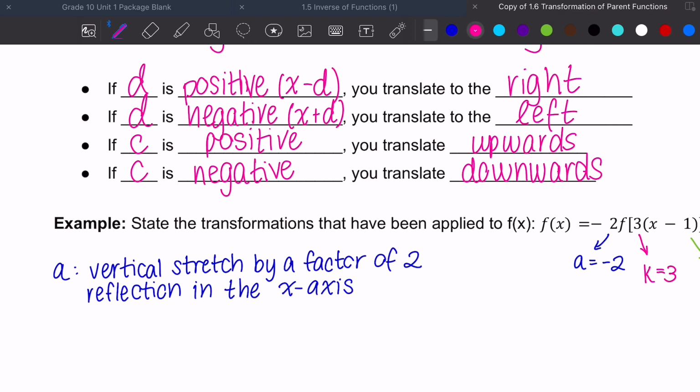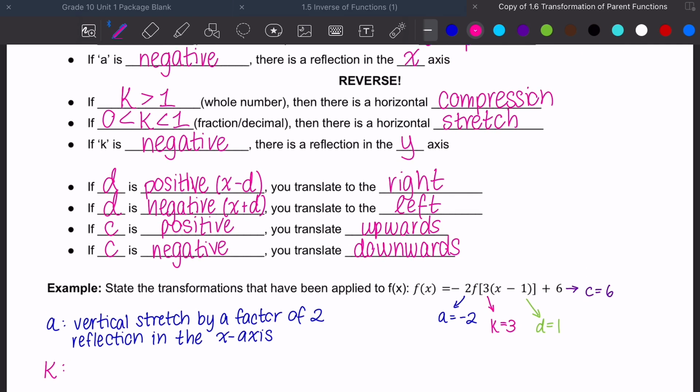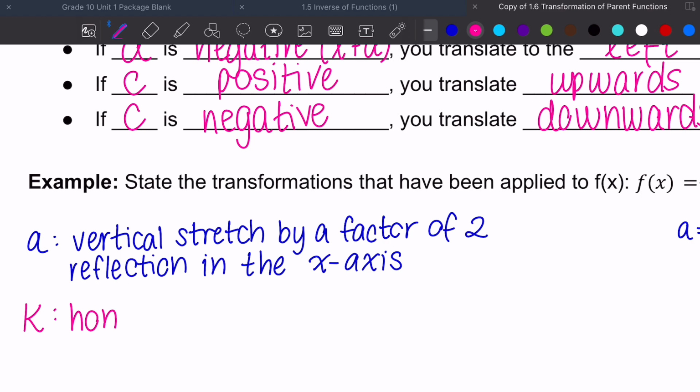I'm moving on to K, which I'm going to do the same thing. I'm going to analyze the rules for K and say, okay, K is a whole number. So according to these rules, is it a stretch or is it a compression horizontally? Yeah, Maddie? It's a compression. So I'm just going to say it's a horizontal compression.